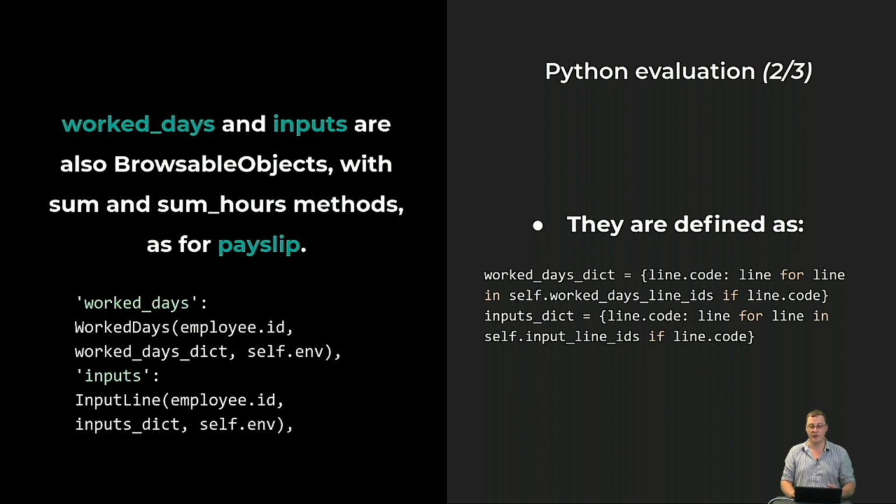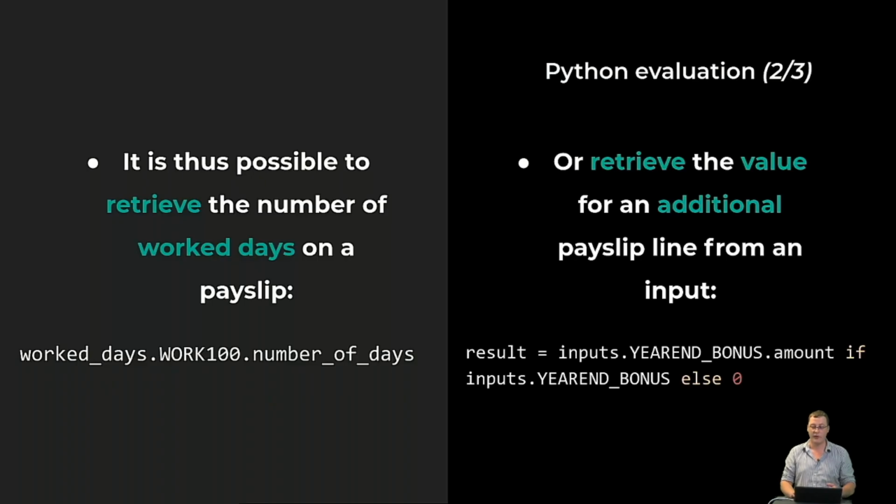And the last browsable object is the worked days and the inputs. Those elements are browsable objects with two additional methods, sum and sum hours, as for the payslips. It's a dictionary with a code as key and the line as value. For example, on the worked days model, there is a field number of days. So if you wish to retrieve the number of work days with the code WORK100, you can simply write worked_days.WORK100.number_of_days.